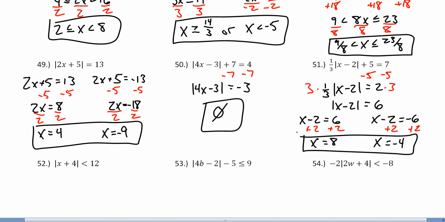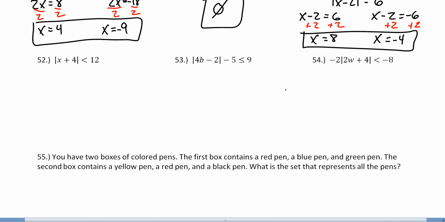Okay? The next one, it's an inequality this time, so I'm going to split it into two inequalities, okay? So again, very similar to the equation. So I do x plus 4 is less than the 12, which is pretty much what's written there if I ignore the absolute value. But then when I do the negative version, I have to flip the inequality sign, so I say greater than a negative 12. Okay? So what's inside there could be less than the 12 or greater than the negative 12.